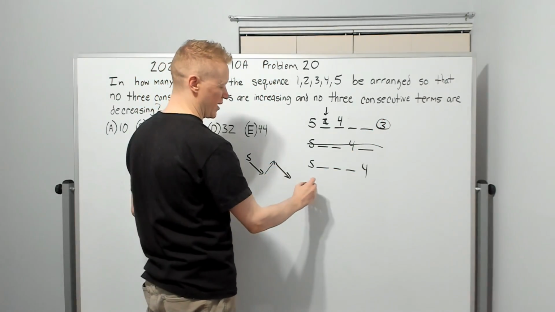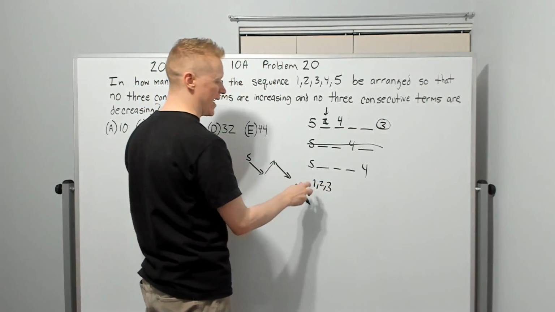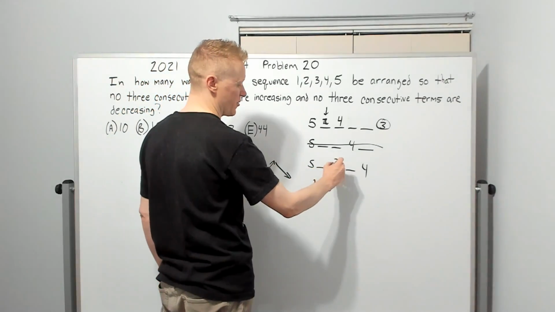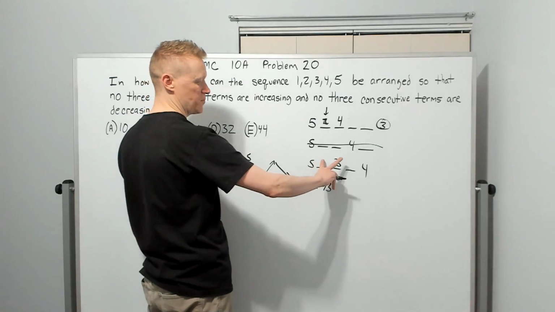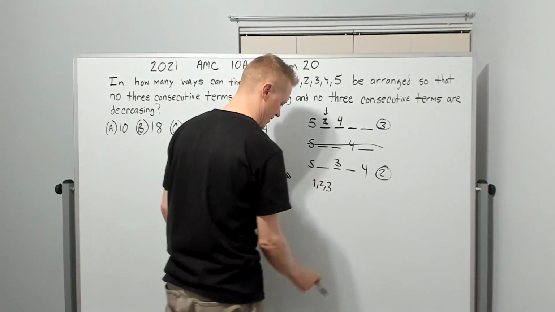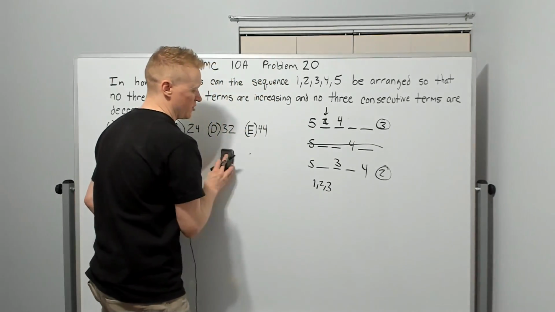How about this one? I've got 1, 2, and 3. I have to, again, increase to the middle term. There's only one way to do that. 3's got to be the greatest. And at this point, 1 and 2 can go in either spot and switch to get 2 ways. Okay, so there's that one.